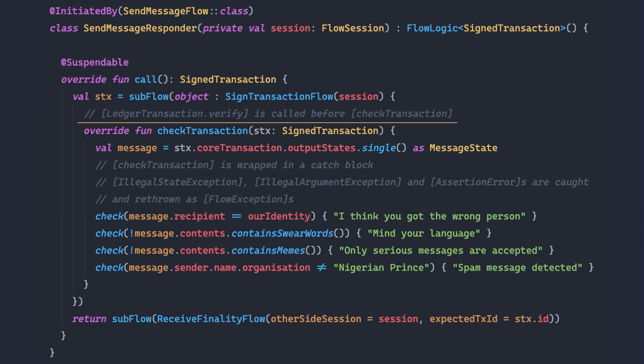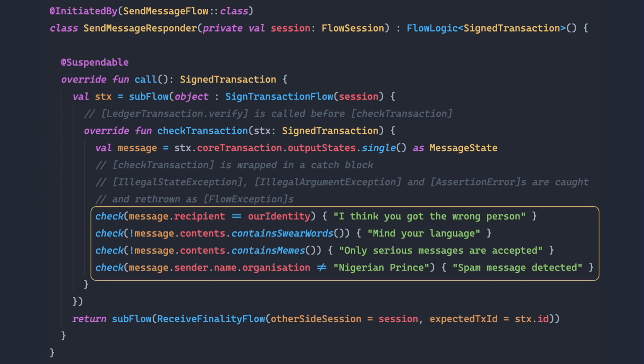So the first point I want to highlight is contract verification is run before we even get to the check transaction function. This means we can assume the transaction is valid. We can also assume the contents of the transaction based on the rules in the contract, which is why I'm able to assume there is a single message state here. Finally, you add whatever rules that you think are important. None of these rules would make sense inside of the contract because they are way, way, way too specific. None of these rules actually even make sense anyway because they're just some troll slide I put together.